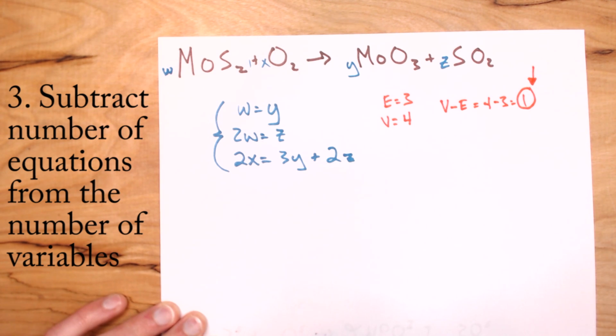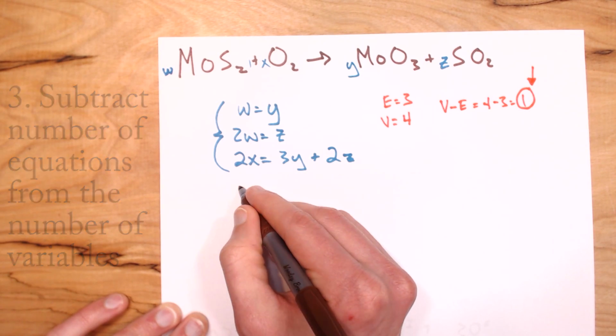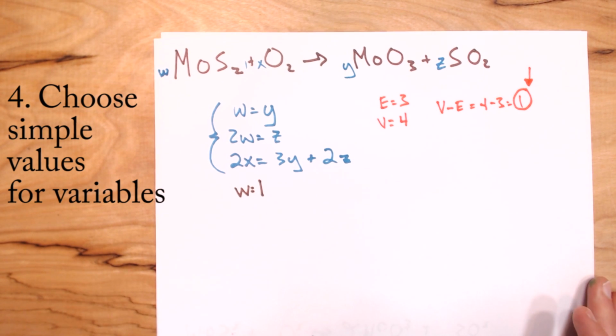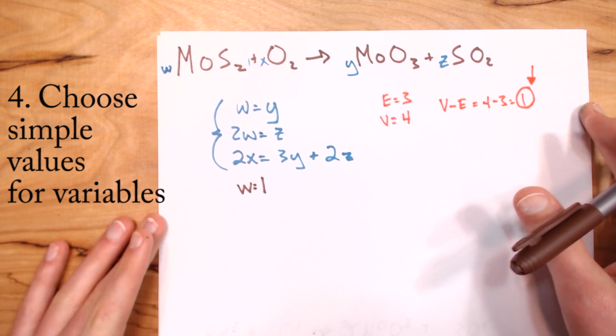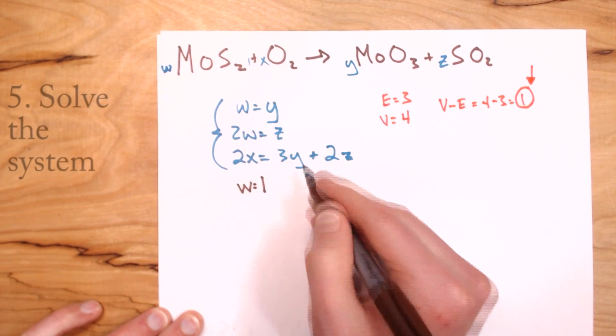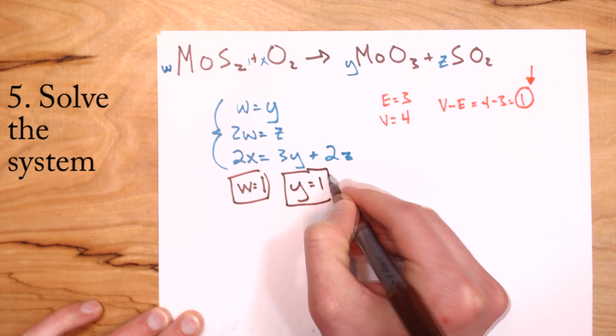When I say pick yourself, we're going to make life easy. We're just going to pick a value for one of these variables. So I will say W equals 1. There's no wrong choice, but 1 is usually a pretty solid bet. So if W is 1, I can start solving right away. So if W is 1, then Y is 1. No problem. I like to box these as I go so I don't lose anything.